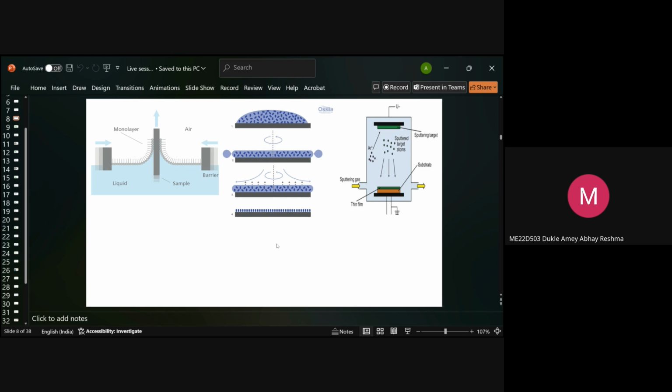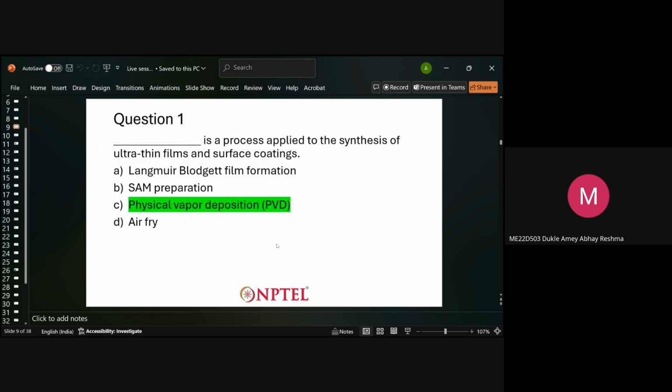So as you can see, in the other two processes you can get only a single layer. You cannot get a thin film, or you cannot get a surface coating. So for that, you need physical vapor deposition only.